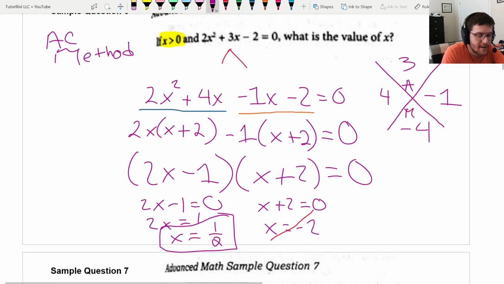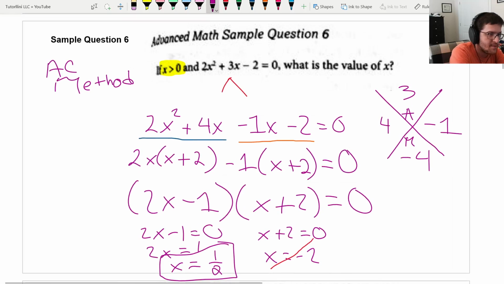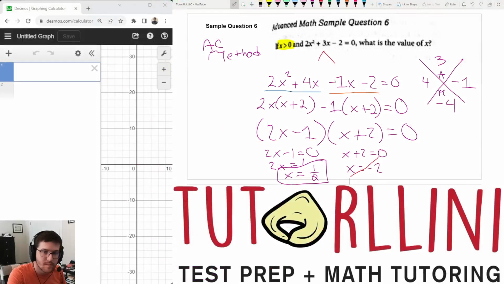Great. So once again, 2 concepts this is testing you on: AC method and the zero product property. So make sure you know how to do both those things. You can go watch my factoring video if you're still confused. I go over AC method a lot slower there. All right. On the actual test, do not do any of that for this question.